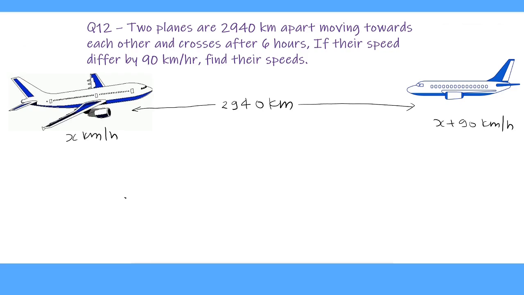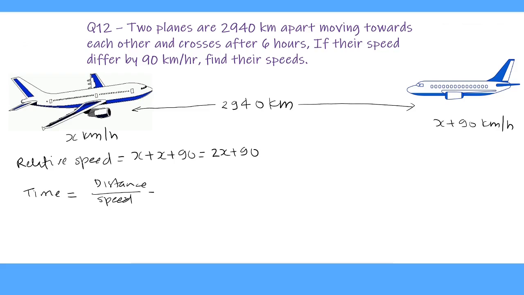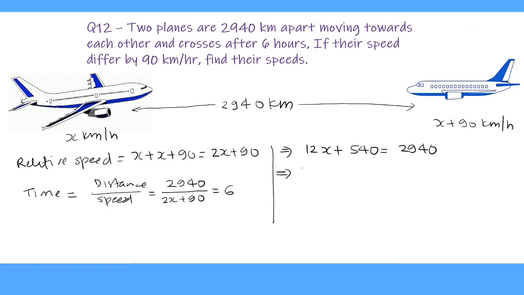So now the relative speed between them is x plus x plus 90, so this is equal to 2x plus 90. Now it is given that the time when they cross each other is 6 hours. So this is equal to distance upon speed. This is equal to 2940 upon the relative speed, 2x plus 90. And it is given that the time is equal to 6 hours when they cross each other. So this is equal to 12x plus 540 equal to 2940. This gives 12x equal to 2940 minus 540, which is equal to 2400. This gives x equal to 200 km per hour.